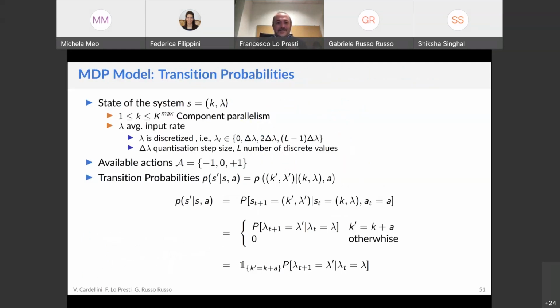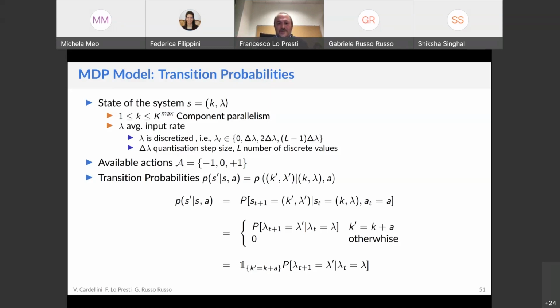I can do nothing, so keep the same number of replicas, add a replica, or remove a replica. So in this setting, the state of the system is just the pair k, the number of replicas, and lambda, the arrival rate. Since we want to keep things simple, we discretize lambda given a quantization step size. So we have a discretized state space, which is the number of replicas and a discretized version of the arrival rate. We discretize up to L at different values, going from 0 to a given maximum, depending on the reasonable range of arrival rate I am supposed to see during the interval.